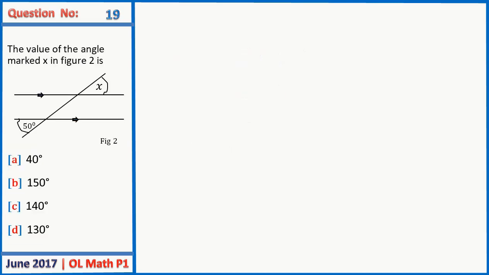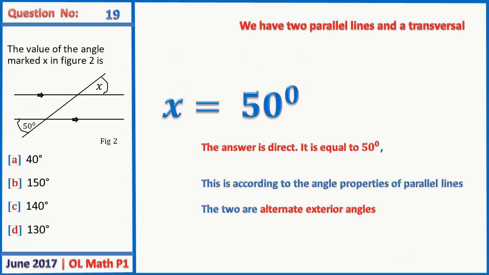Question number 19. The value of the angle marked x here is 50 degrees. There is no calculation. Why? Because according to the properties of parallel lines, these two angles are alternate exterior angles and they are equal. The key is actually not there. I am sure B was supposed to be 50 degrees, but they made a mistake and put a one in front. So the key is 50 degrees.